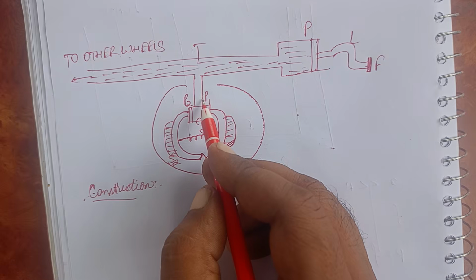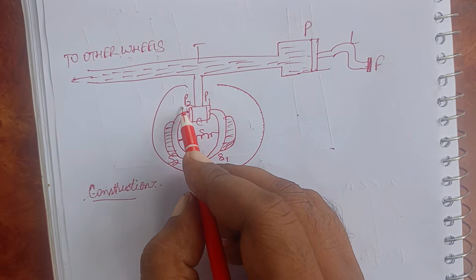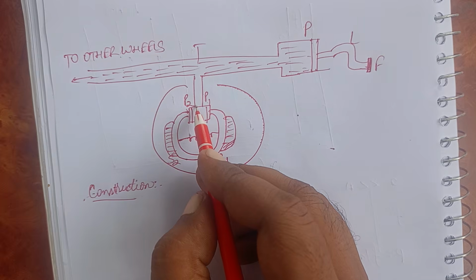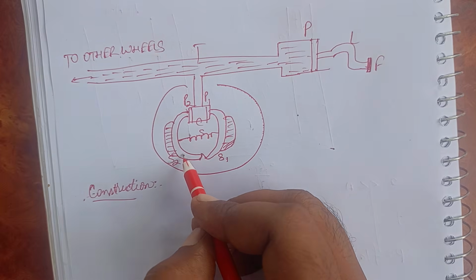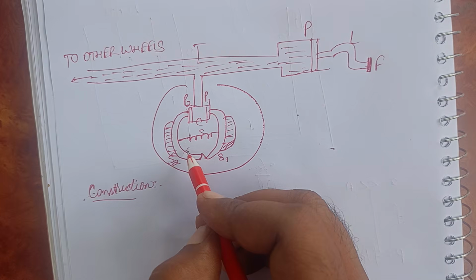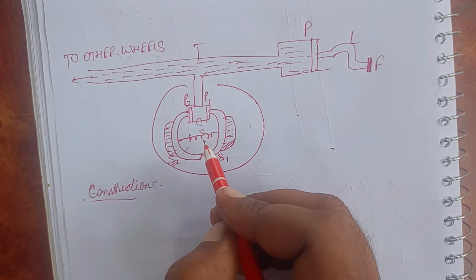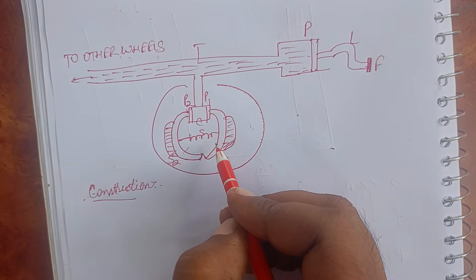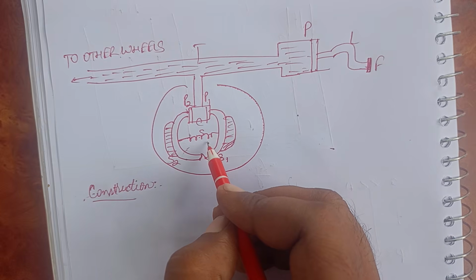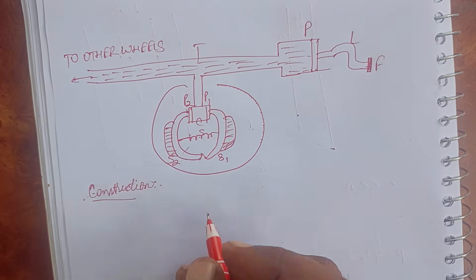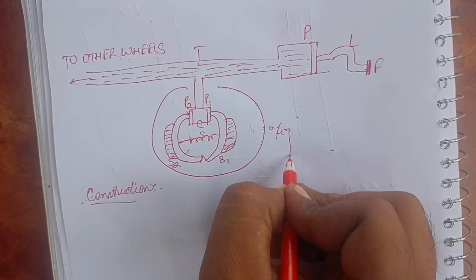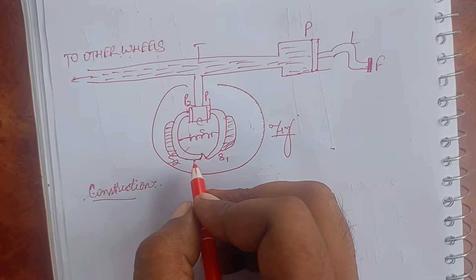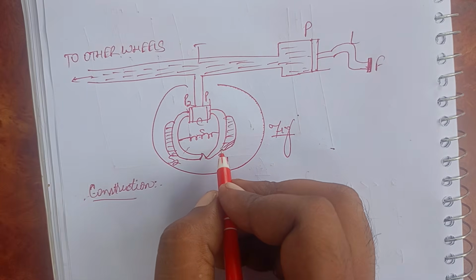The wheel cylinder has two pistons P1 and P2. These pistons are connected to brake shoes S1 and S2. The spring S holds S1 and S2 in the position given in the figure. A similar system is connected to all wheels of a vehicle.